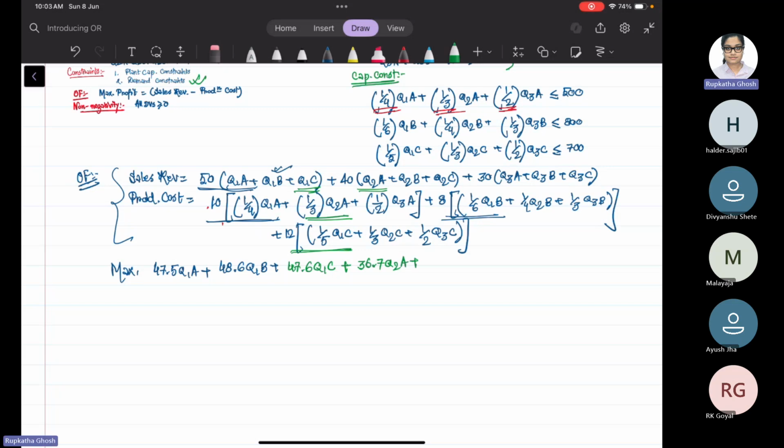Q2A plus 40 Q2B minus 2, so 38 Q2B, plus 40 Q2C minus 4 Q2C, so 36 Q2C, plus 30 Q3A minus 5, that is 25 Q3A, plus 30 Q3B minus some 2.6, so that would be 27.4 Q3B, plus 30 Q3C minus 6, so 24 Q3C. Okay, so this is your objective function.